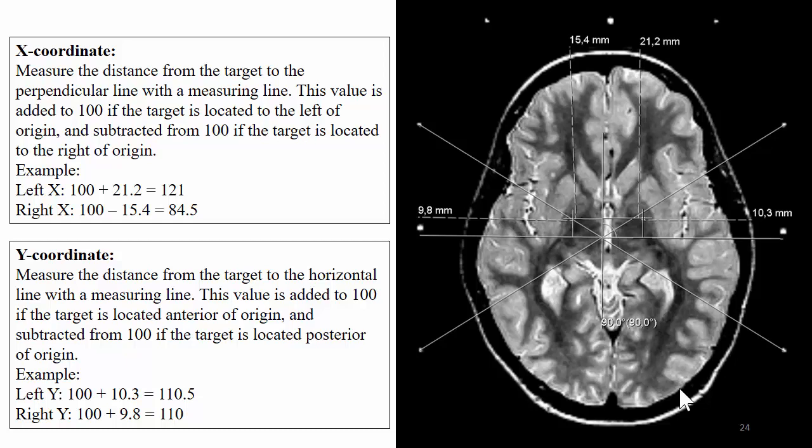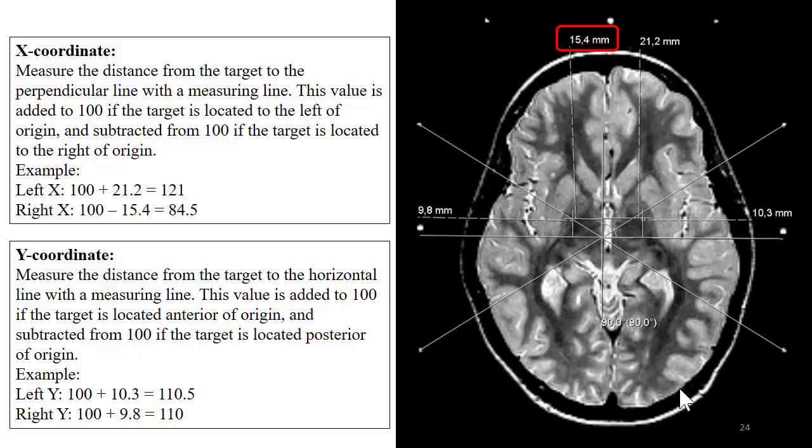In order to get the x coordinate, we measure the distance from the target to the perpendicular line with a measuring line. This value is added to 100 if the target is located to the left of origin and subtracted from 100 if the target is located to the right of origin. In the example here, on the left side x is 100 plus 21 equals 121. On the right side we have x 100 minus 15.4 equals x 84.5.